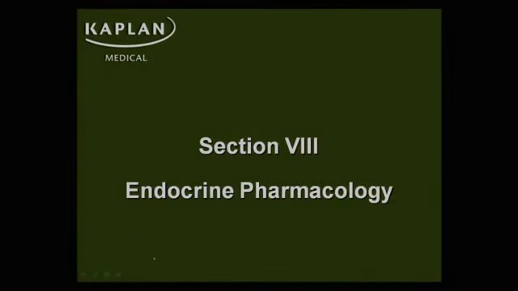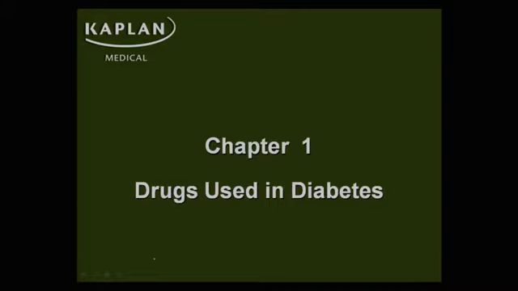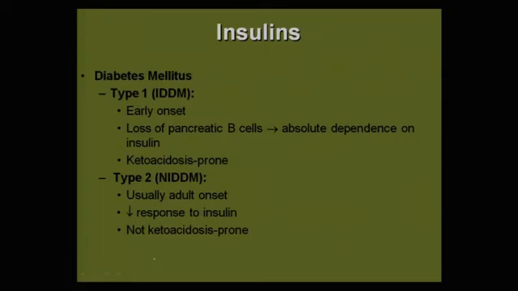Section 8 will cover endocrine pharmacology. We'll start with Chapter 1, the drugs used in diabetes, a very important chapter. And as we look at diabetes, remember that probably upwards of 10 million Americans are affected by the disease diabetes. And diabetes is classically divided in two types, although we know we refine this a little bit better nowadays.